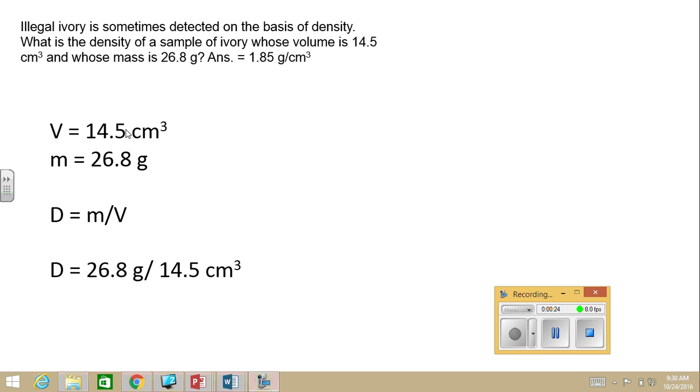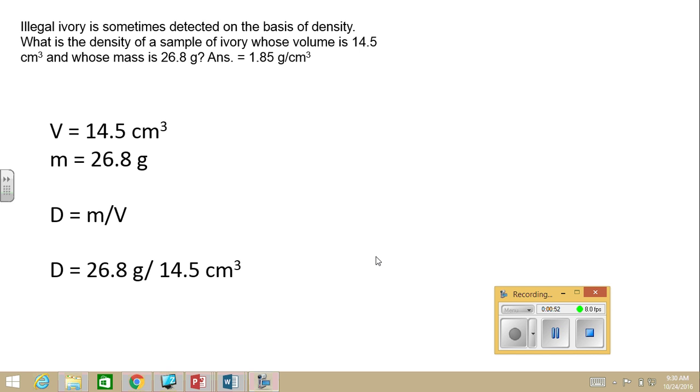So we wrote that down, 14.5 cubic centimeters, and the mass is 26.8. The equation for density is mass divided by volume. So we're just going to take the mass, plug that in, divided by the volume, and the answer is given with the problem is 1.85 grams per cubic centimeter. I would suggest you pause and punch those numbers in and make sure you get the same thing I did.